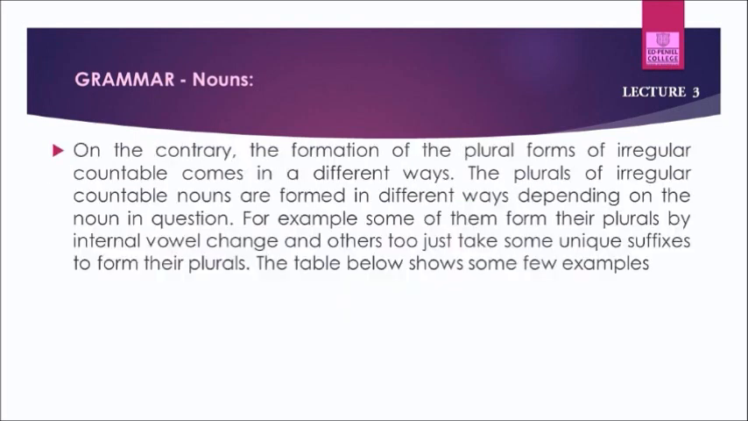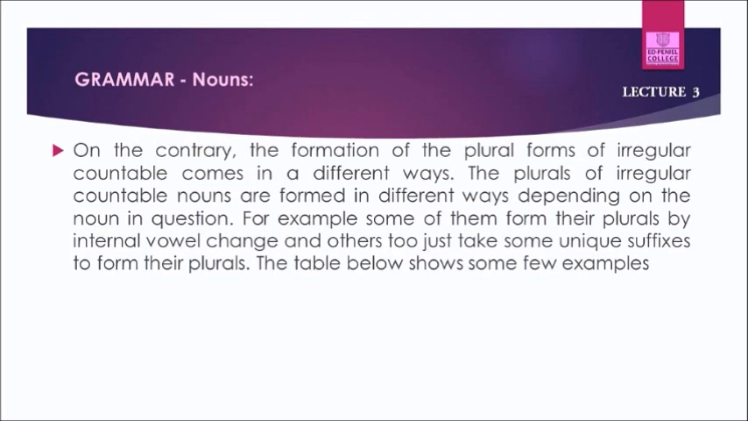Now, on the contrary, when forming the plural forms of irregular nouns, already we have identified that under the countable nouns we have regular countable nouns and irregular countable nouns. The regular countable nouns are those we have looked at in the table above; they take s, es, or ies to form their plurals. On the exact opposite are the irregular countable nouns, which do not take those suffixes. Rather, their plural forms come in different ways.